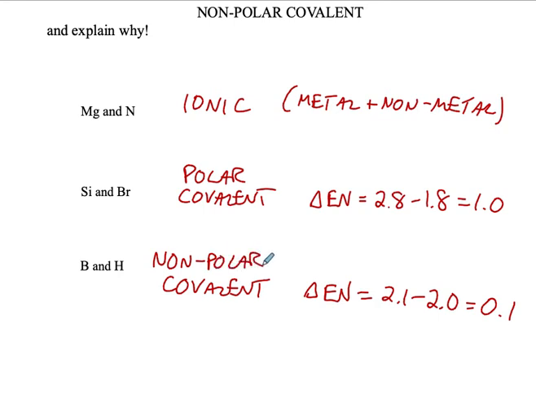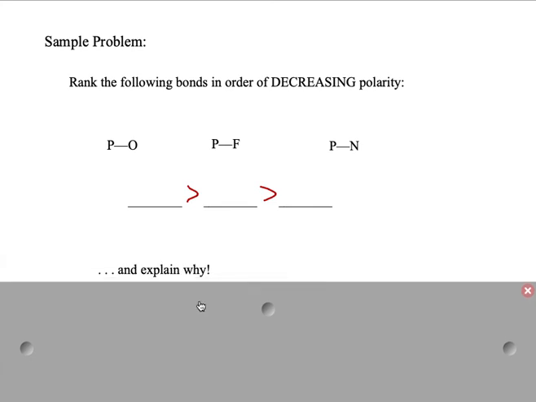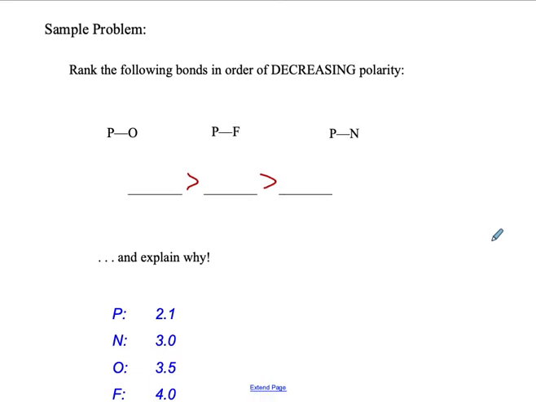Now, in the previous slide, I said that you can compare the relative polarities of different bonds by seeing which one has the greater electronegativity difference. So in our final example, we will rank the following bonds in order of decreasing polarity. Decreasing means big to small, so I'm going to rank these from the most polar to the least polar, and we'll explain why. Well, I'm going to need to calculate the electronegativity differences for each of these bonds, so let's look up the values. Here they are for simplicity. Phosphorus 2.1, nitrogen 3.0, oxygen 3.5, fluorine 4.0.